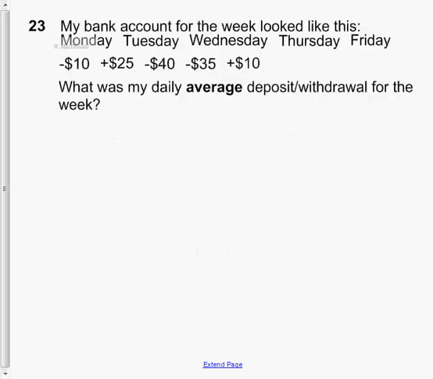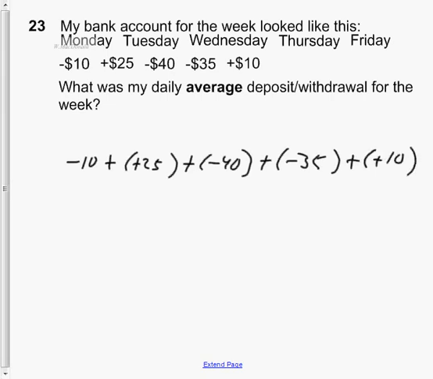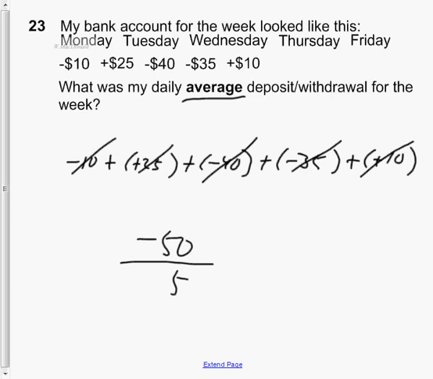I know, I lied. Question 23 says, my bank account for the week looked like this. So all together, negative 10 plus positive 25 plus negative 40 plus negative 35 plus positive 10. I'm simply going to create zero, but this and this make zero. This and this make negative 10. Negative 10 plus negative 40 is negative $50. Divided between the 5 days of the week because I want the average. That means my average is negative $10 withdrawal per day all week. Okay?